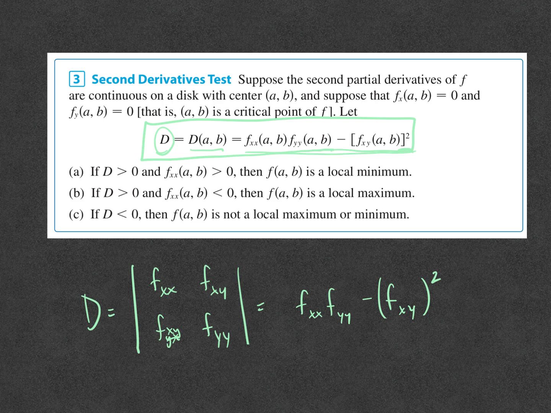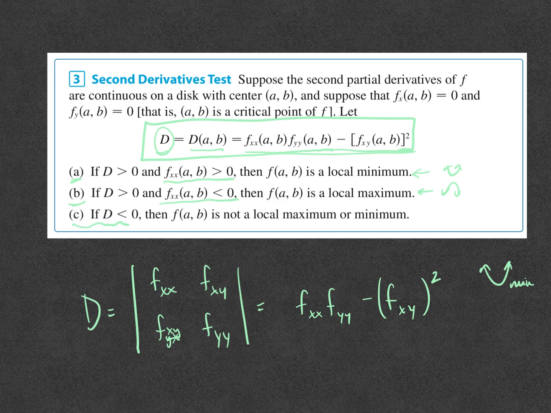Now, there are three cases. Case number one, case A. If D is positive, remember on a second derivative test, if it's positive, it's opening up, so you have a minimum. So if D is positive and your second derivative with respect to x is positive, then you have a local minimum. If D is positive and your second derivative is negative, that means it's opening down. We have a local maximum. So we have opening up for a minimum, opening down for a maximum.